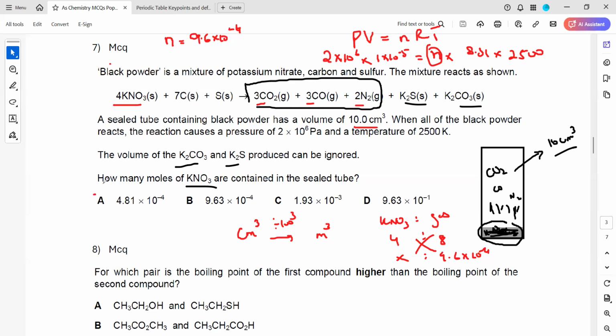So in that case, A will be the right answer. So this is 10 into 10 to the power minus 6 times 2 into 10 to the power... So when you simplify this, 10 into 10 to the power 6 times 10 into 10 to the power minus 6, these two will cancel out. So this will become 20. So 20 divided by 8.31 times 2500.